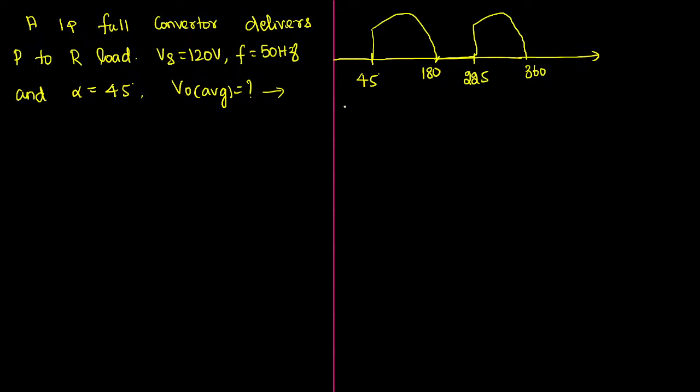Yes, it's very good. You are correct. Now see there, 45 degree. Now we understood after 180 degree same waveform will be repeating. How will you calculate the V naught average?